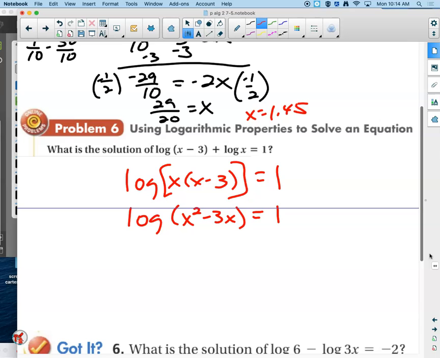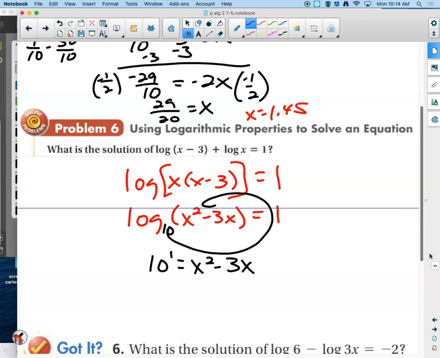Now we have isolated the logarithm on one side. So what do you suppose we should do? Yeah, what's the base? It is a 10. 10 to the first equals x squared minus 3x. Ooh, this just got interesting.